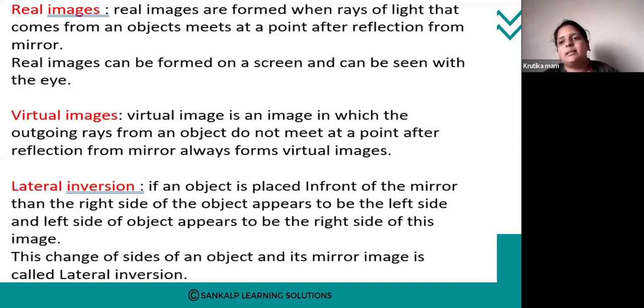So real images are the images which are formed on the screen when light rays coming from an object meet at a particular point after reflection. Getting it? So from the source of light, the light is coming out, it is hitting some object, then again the image of it is seen on the screen. So that type of image formation is called what? Real images. So the images which are caught on the screen or formed on the screen, such types of images are called what? Real images.